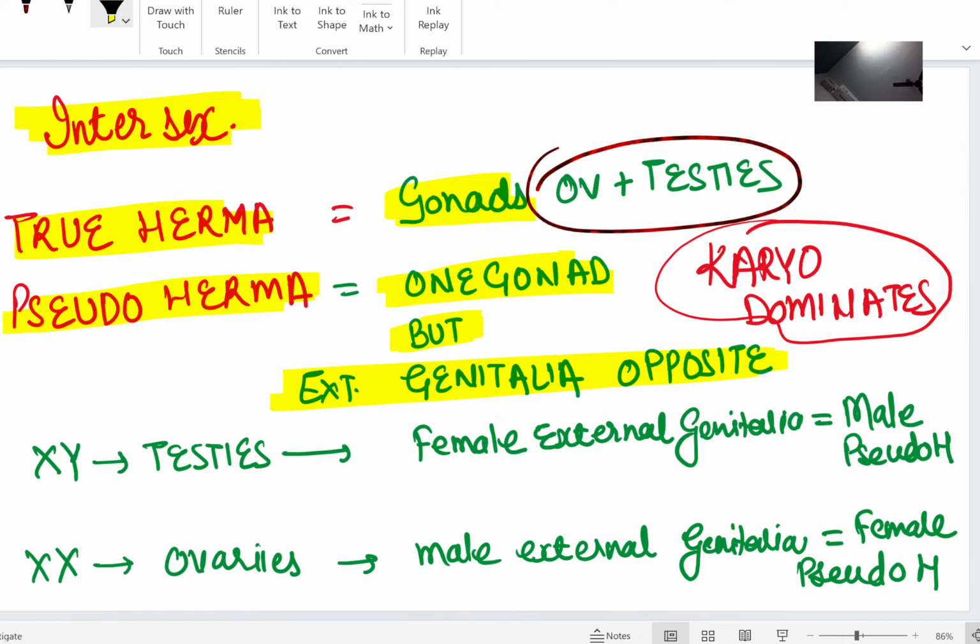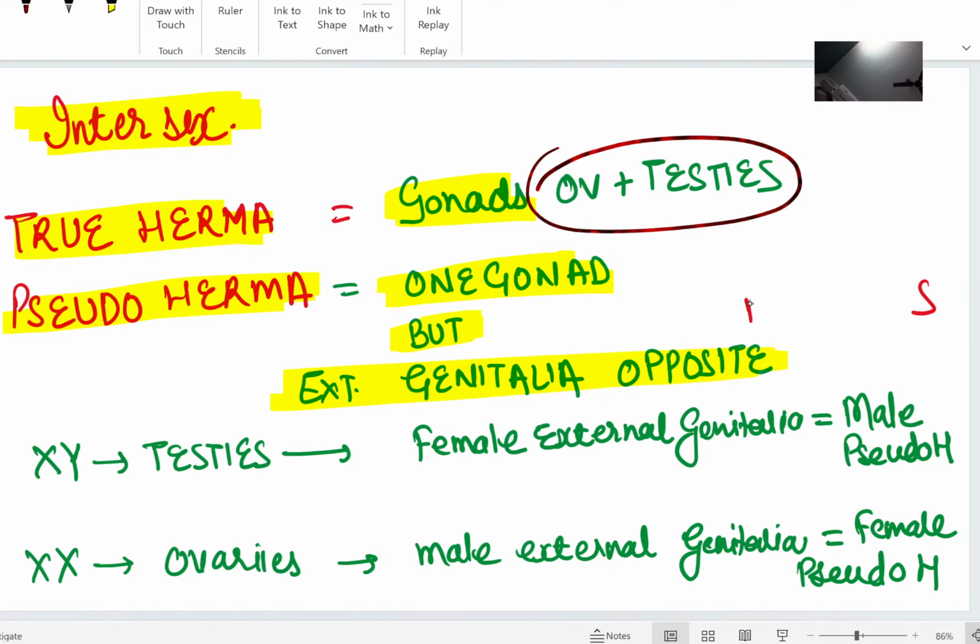Okay, what is Dr. Isra asking to tell again? Okay. Beta, what is pseudo hermaphrodite? Pseudo hermaphrodite means the gonad was of one type. Either the gonad was testes or ovaries.